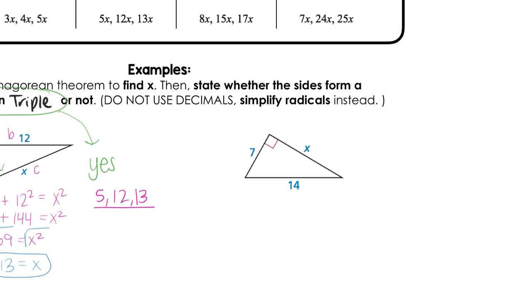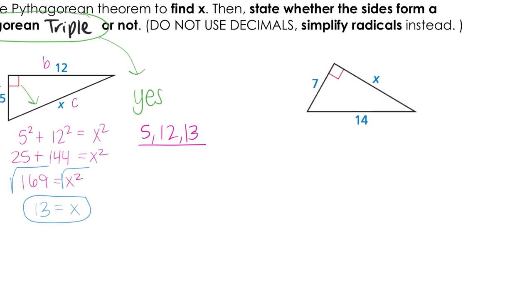Okay, for the second example, same thing. We're going to go ahead and set up the Pythagorean theorem. This would be a, this would be b, or you could swap those if you want to. This time, we're actually given the hypotenuse. The hypotenuse is 14, so when we set it up, it's going to look a little bit different. It would be 7 squared plus x squared equals 14 squared. Let's go ahead and square those. That would be 49, and 14 squared is 196.